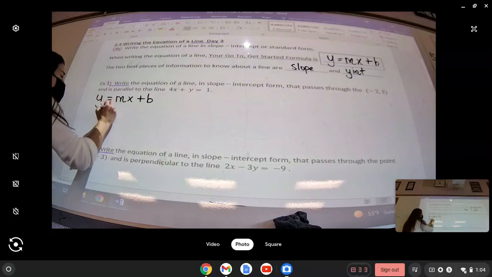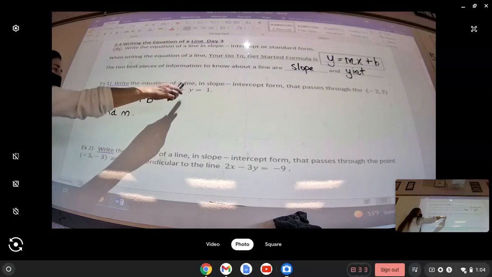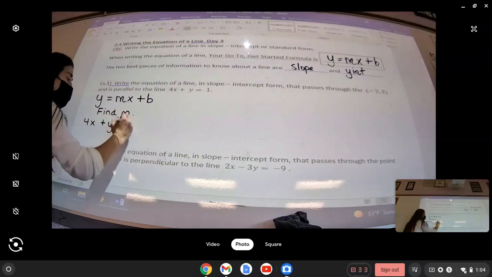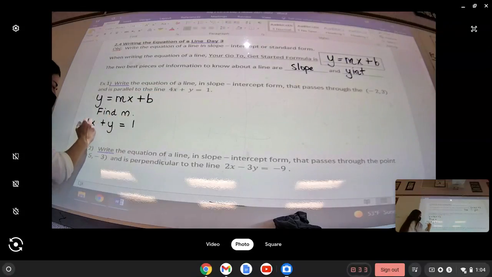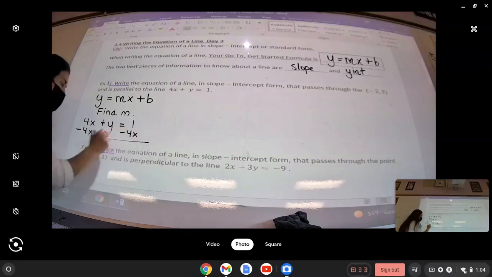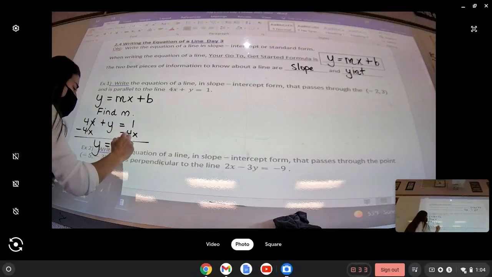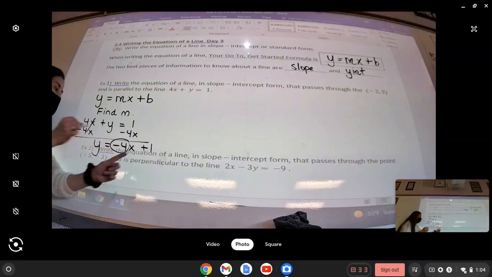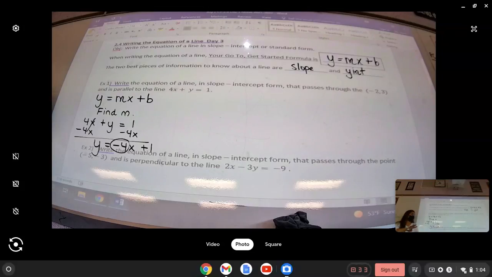So let's find our slope. In order to do that, we have to find this line's slope. So just subtract the 4x, exactly. If we subtract the 4x, we're there. Y equals negative 4x plus 1. Guys, what's the slope of this line? Negative 4. The y-intercept has nothing to do with our problem. His y-intercept will never mean anything to ours. All we need is his slope.